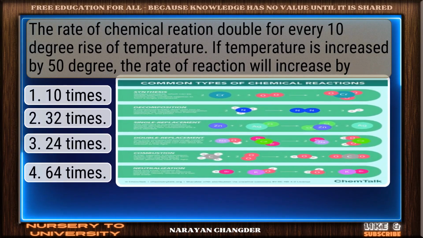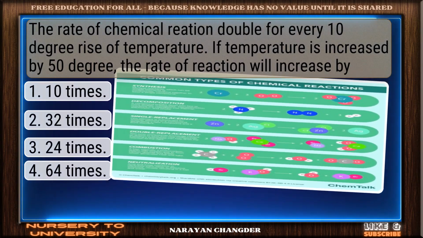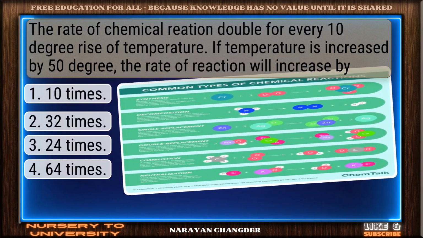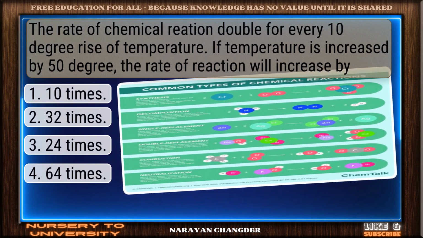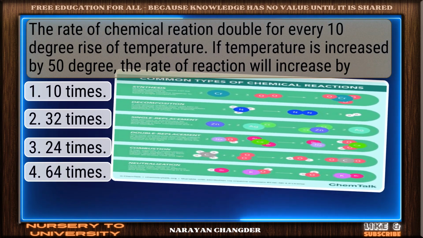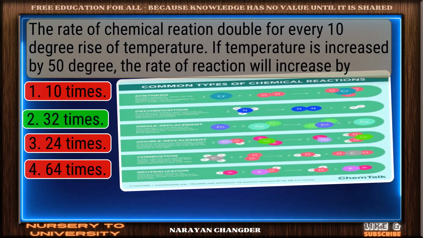If temperature is increased by 50 degrees, the rate of reaction will increase by Option 1, 10 times. Option 2, 32 times. Option 3, 24 times. Option 4, 64 times. Keep it up, 32 times.